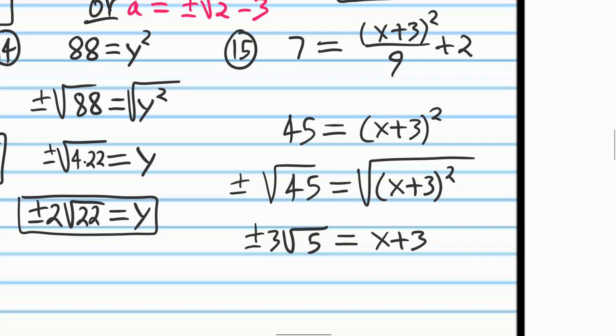And then all we have to do is just subtract the 3 to isolate x. Again, we're trying to isolate x. That's the point of all these equations. That's the point of pretty much every algebraic equation, to isolate the variable.